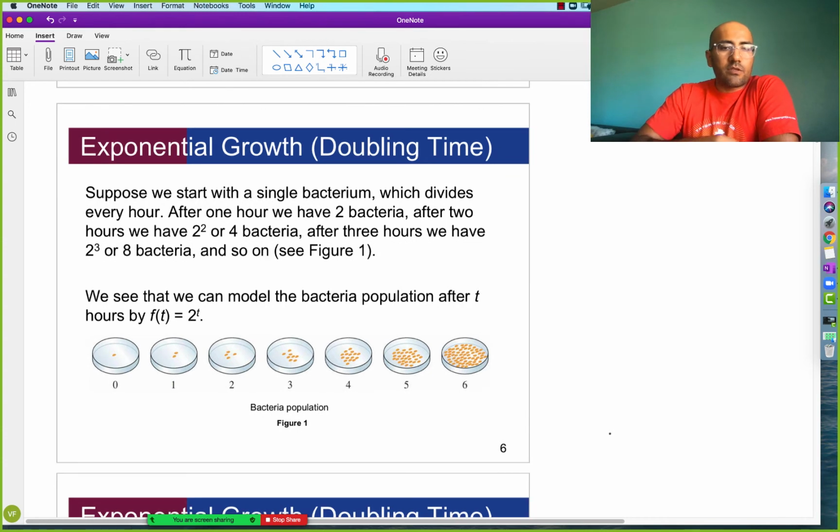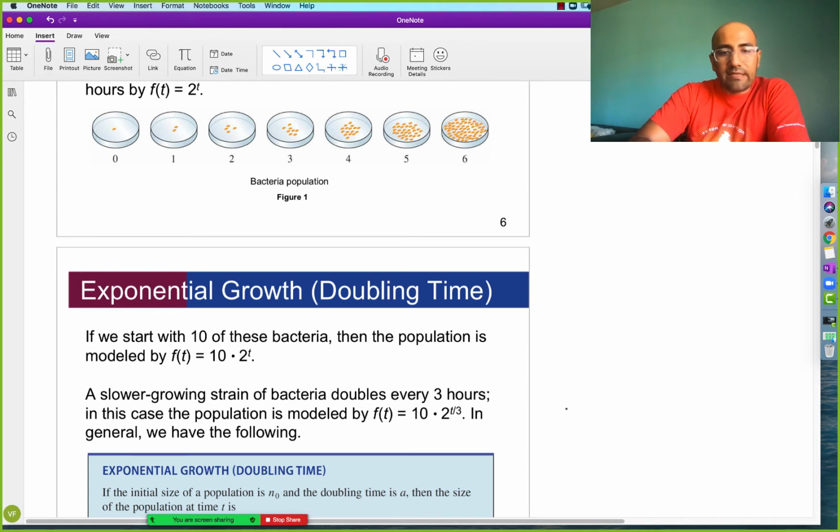Okay, doubling time. Suppose that we start with a single bacterium which divides every hour. After 1 hour, we have 2 bacteria. After 2 hours, we have 4 bacteria. After 3 hours, we have 8 bacteria, and so on and so forth. Here's a nice little petri dish picture for you. At time 0, when we begin, there's only one little dot of bacteria. One hour later, it doubles, and then it doubles again, and then again. So this is modeled by the function 2 to the t power. We're going to be looking at something that fits this sort of pattern, where every unit hour it doubles.